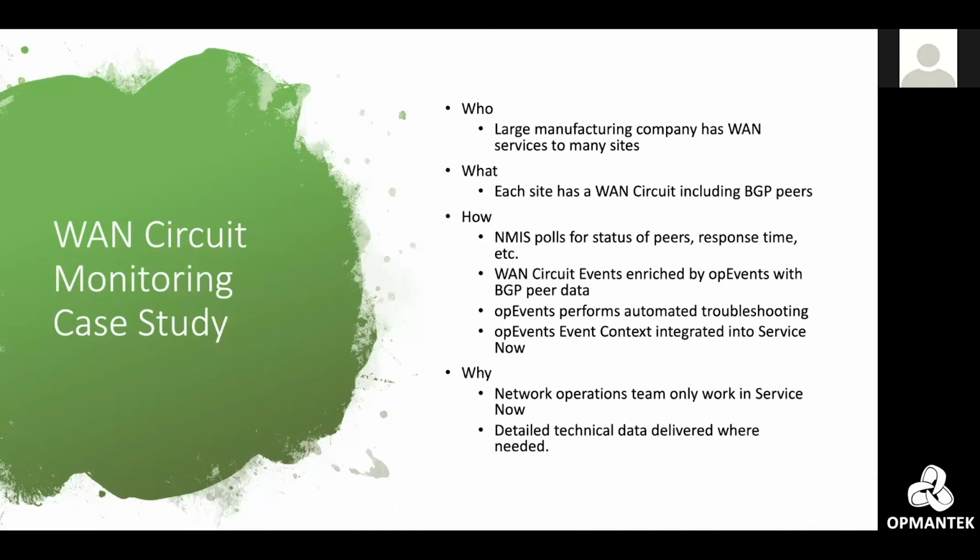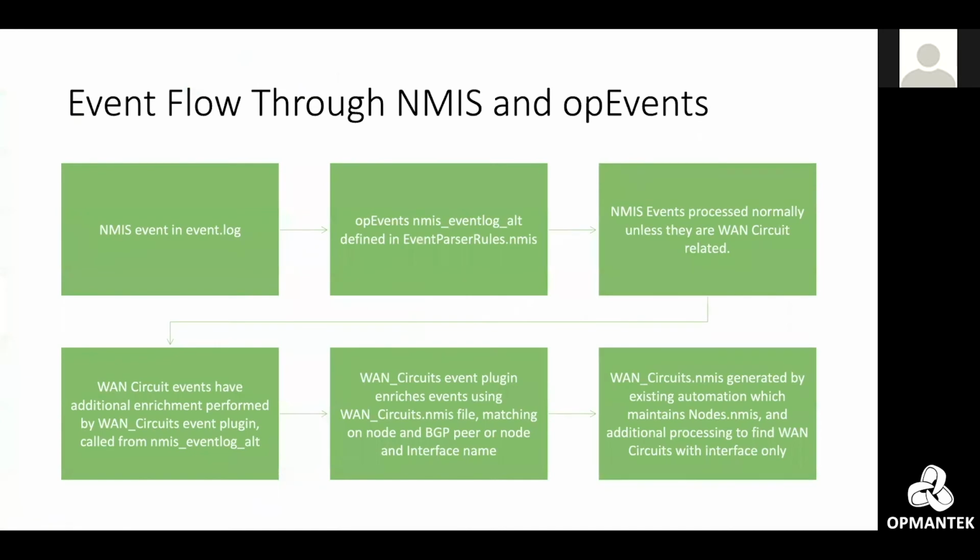And a little bit more details about how that works. So basically, and you can do this yourself, and we've actually got all of this now included, not all the detailed stuff with the WAN circuits. Basically, an event comes into the NMIS event log. We use an alternate way of processing events of the NMIS events, which is what we call our generic event parser. Very powerful capability in Opevents, can basically process any log out there, any syslog, any application log can be processed by this thing.